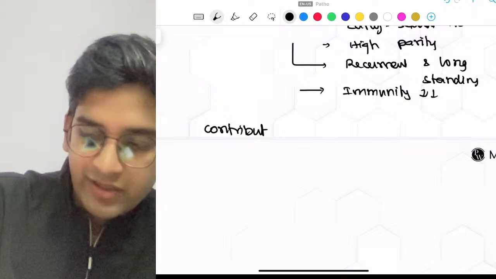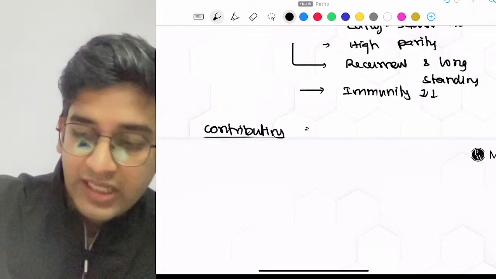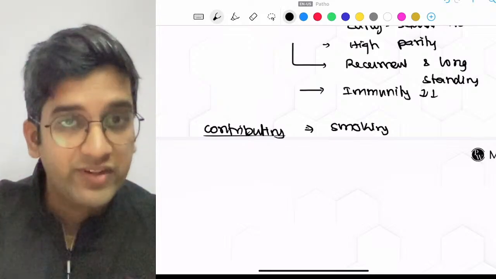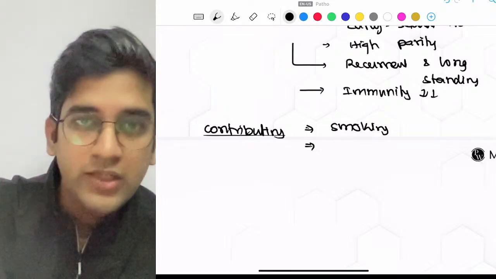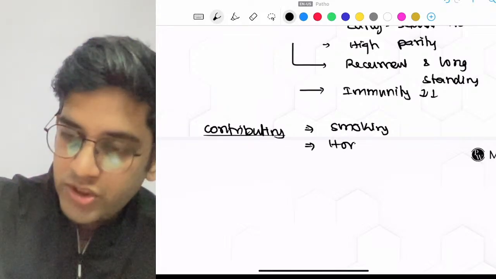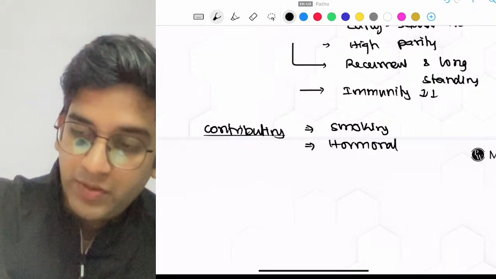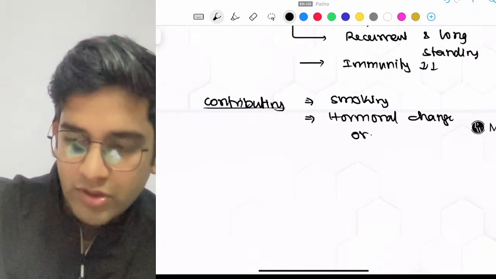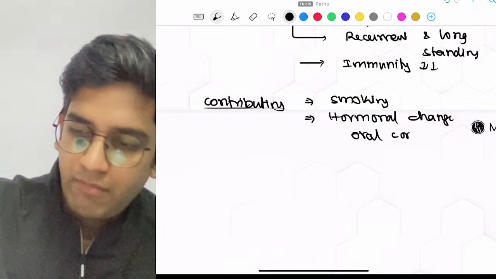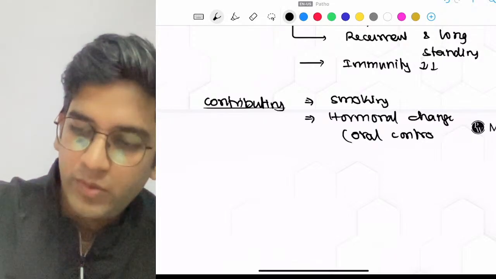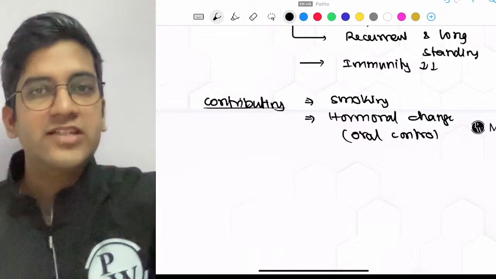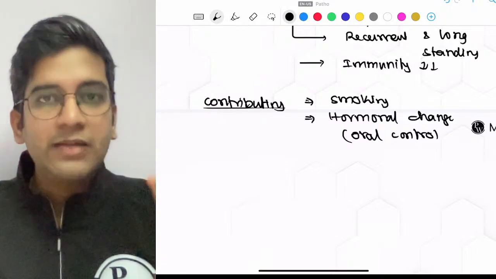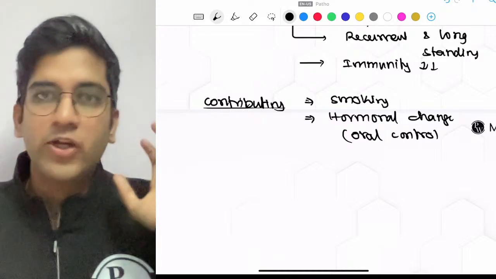There are a few contributing factors. They are not carcinogenic alone, but along with HPV, they can increase the risk. Tobacco smoke is definitely one thing which can increase the risk. You can have hormonal changes which can promote the growth of HPV. Oral contraceptives, not to that extent, but definitely to some extent, will cause a hormonal change which can increase the risk of HPV infection or help the HPV infection sustain for a longer time. Ultimately, cervical cancer is predominantly related to HPV only.